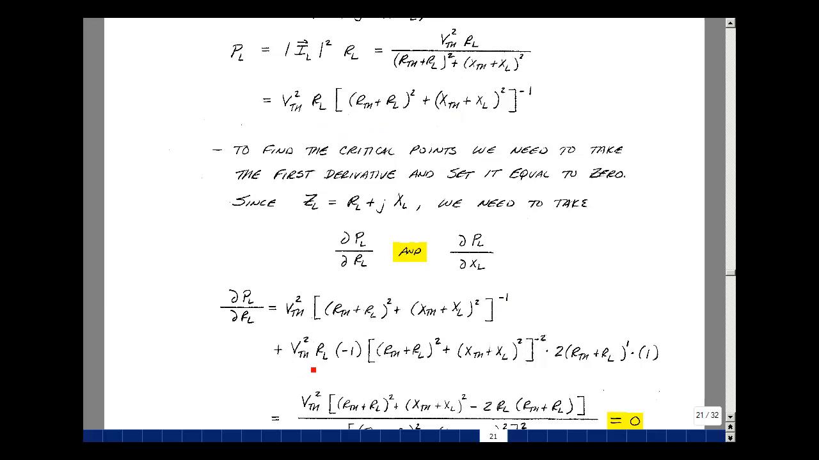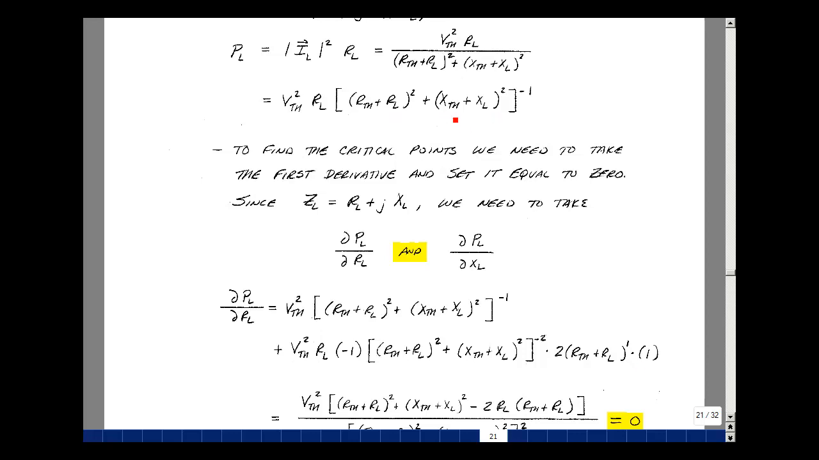So I get V Thevenin squared times R sub L, and then the derivative of this with respect to R sub L, we can use the chain rule. So minus 1 in front, then this quantity raised to the minus 2 power, and then the derivative inside here, we again use the chain rule, because I got R sub L here. It's going to be 2 times the quantity R sub L plus R Thevenin to the first power, reducing the exponent by 1, and then the derivative of what's inside with respect to R sub L, which is just equal to 1.